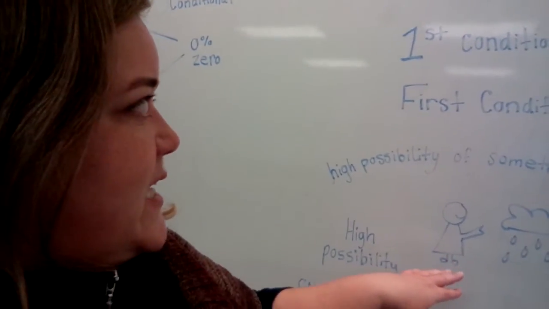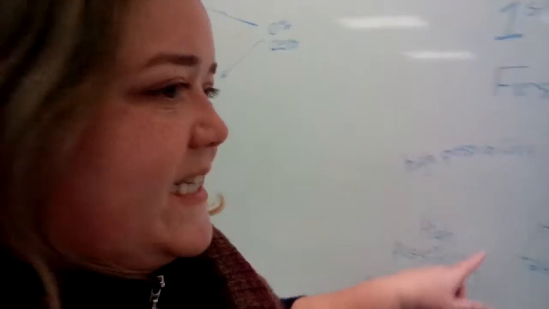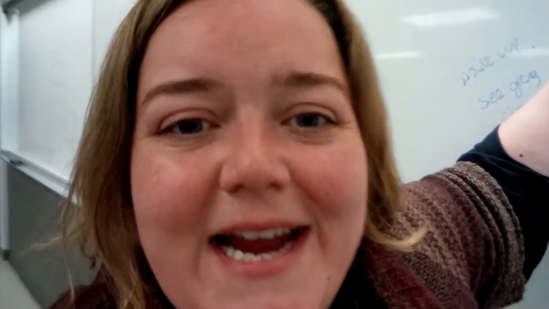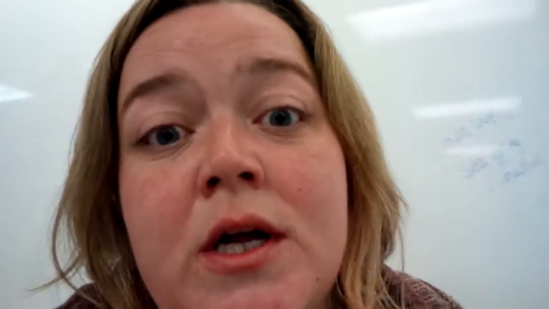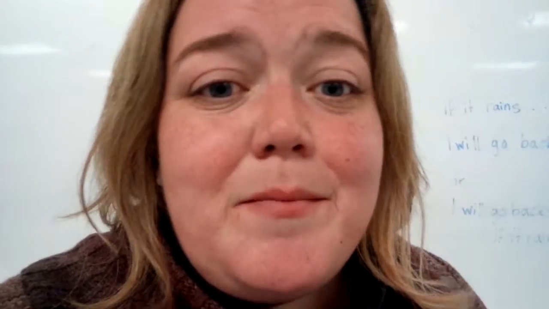So a first conditional sentence, an example would be: if I wake up in the morning and it's the weekend and I see gray clouds outside. So there are a lot of gray clouds. Is this situation possible, that it's going to rain? Of course it's possible. There's all kinds of clouds. You heard it was going to rain yesterday. It's not raining yet, but it's very possible that it is going to rain.